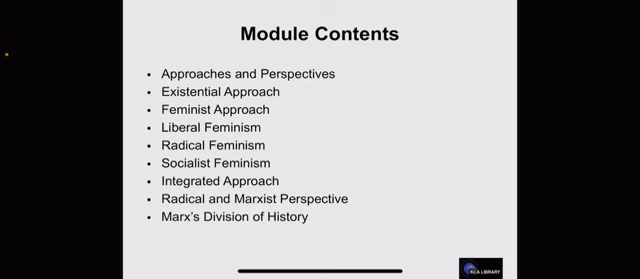perspectives. And then we will also move on to different types of approaches, where we have the existential approach. We also have the feminist approach. Then under the feminist approach, we'll be looking at liberal feminism. We also look at radical feminism, then socialist feminism. Then also look at the integrated approach. Then we move on to the radical and Marxist perspective. So that is the point of view of the radical and the Marxists. So now we also look at Marx's division of history, which will be the final subtopic for this module.